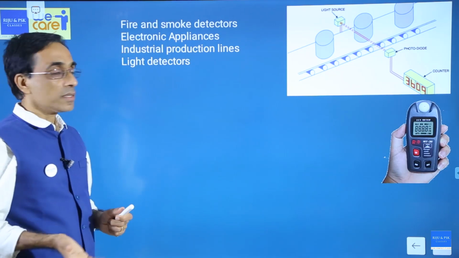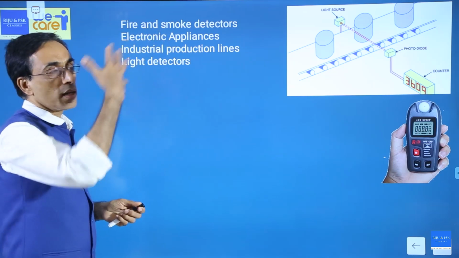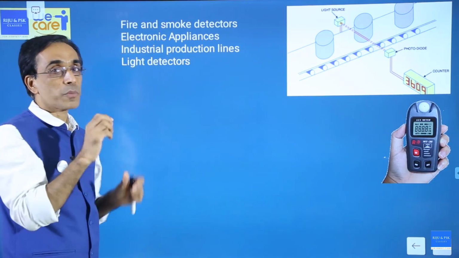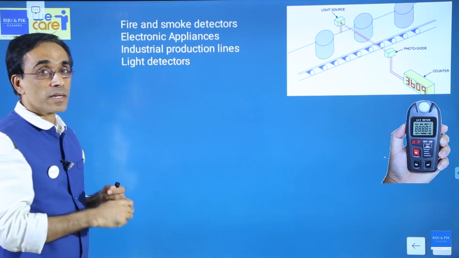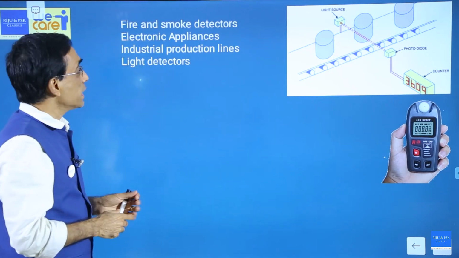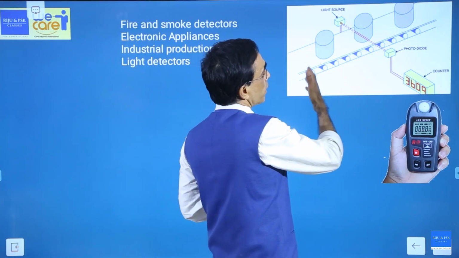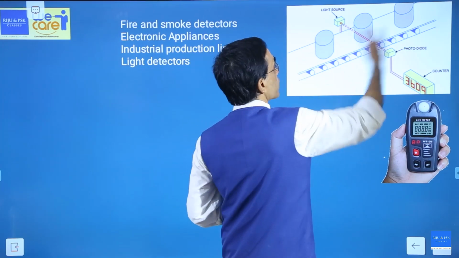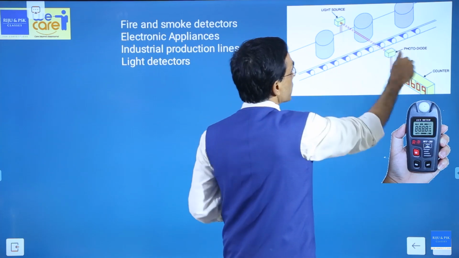Now applications. These are used in many areas like in fire and smoke detectors. If there is a variation in the light intensity, then this device can sense it and produce an alarm. Used in electronic devices like TV, all those devices. Industrial production line. Suppose that you are running a factory like Horlicks or Boost, and the cans are moving on that one. You can count the number of cans by simply using a setup like this one.